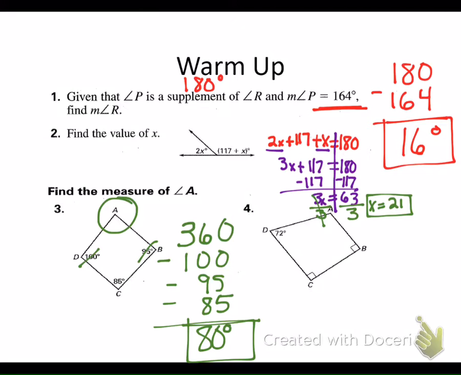Okay, number 4. 360 minus what? 90 minus 90 minus 72. What does that leave us with? 108, I think? Yes. Cool.